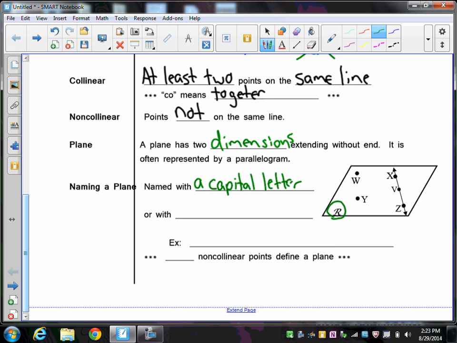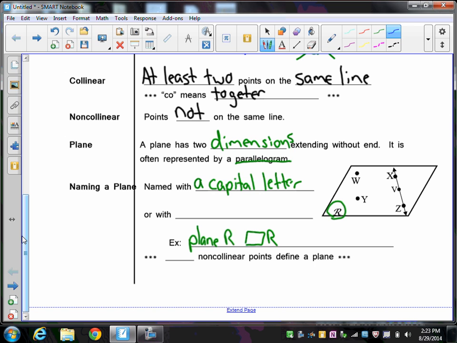So you see here we have a capital R. R isn't a point. There's no dot next to it. So we could call it plane R. And it says here it's represented with a parallelogram, so we can also do that, plane R.